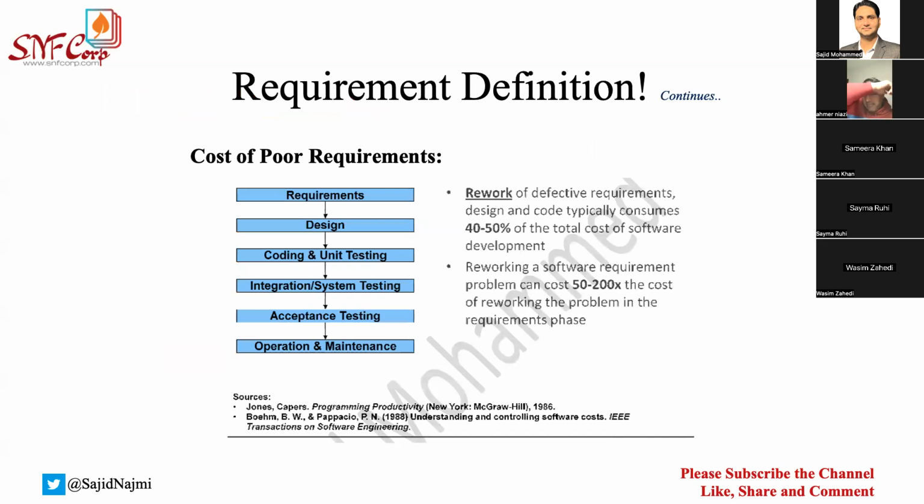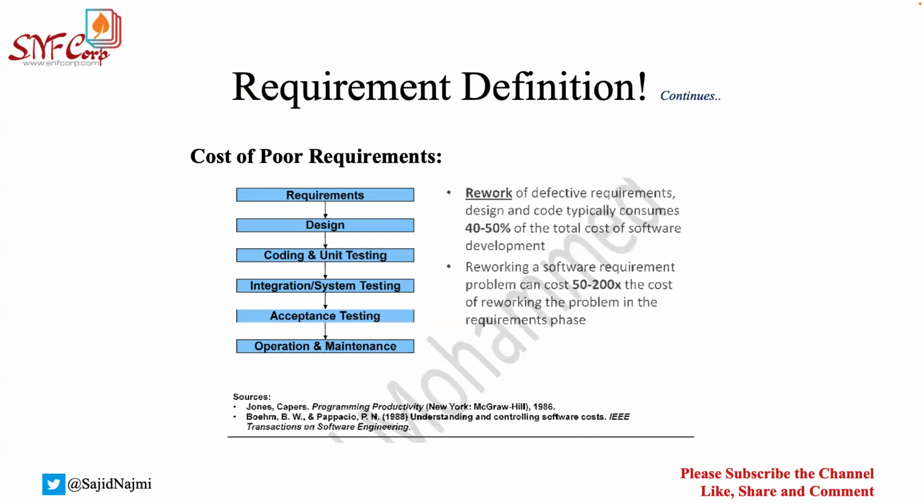Now, what is the cost of poor requirements? We just saw that if we fail to define the correct requirement, the project fails, and a lot of things happen. So what is the cost of poor requirements? It is well said that rework costs 40 to 50% of the total cost of the software. Say you have $100,000 for one project, and if you fail and do rework, you will end up spending $140,000 or $150,000.